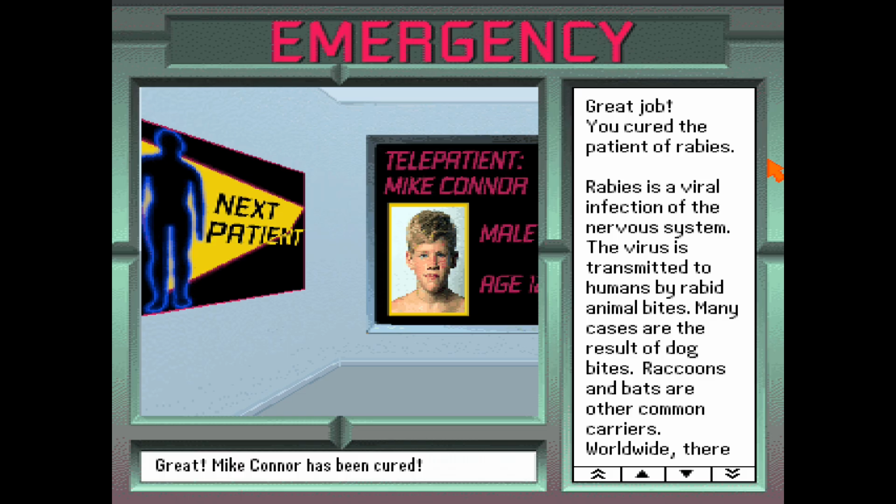Worldwide, there are an estimated 15,000 cases of rabies each year. There are very few cases in the U.S., however, largely as a result of intensive efforts to vaccinate dogs. Untreated cases are usually fatal.